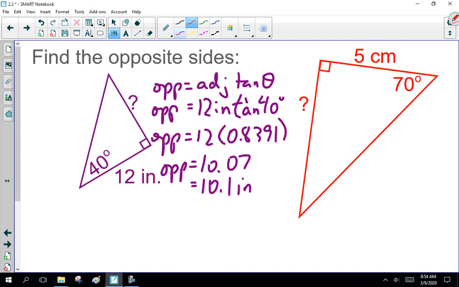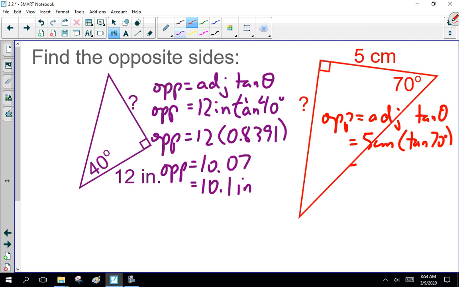All right, welcome back. Opposite, adjacent, tan theta, 5 centimeters times tan of 70 degrees, times 2.7475. Opposite is 13.7 centimeters. Now, from our crude drawing, I agree with that. 70 degrees is a lot bigger than 45, so the adjacent side is smaller than the opposite.